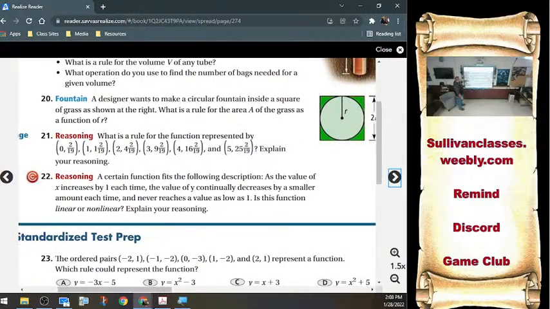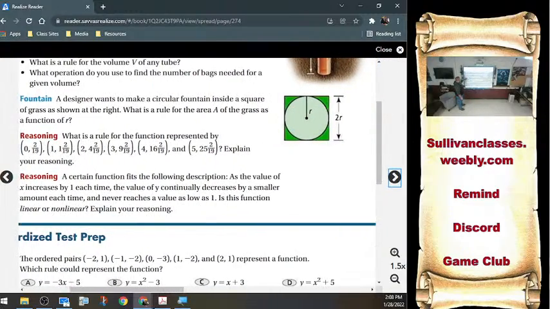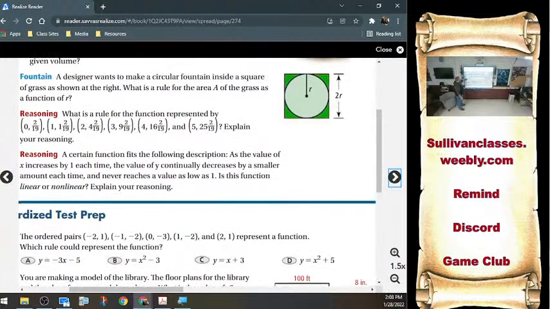Okay, designer wants to make a circular fountain inside a square of grass, shown like this. Like the one over by Brady Park. There's a little fountain there, and kids jump in there even though they're not supposed to, especially when it's neon green slimy in there because they never clean the filter, right? What is a rule for the area of the grass? So just the shaded part outside of it.